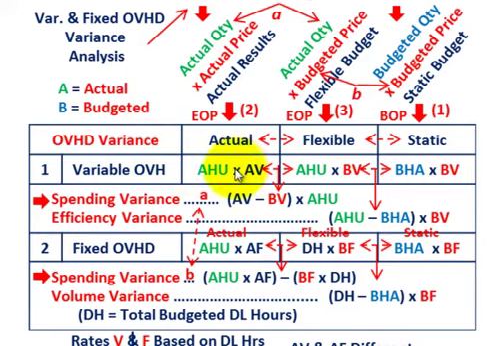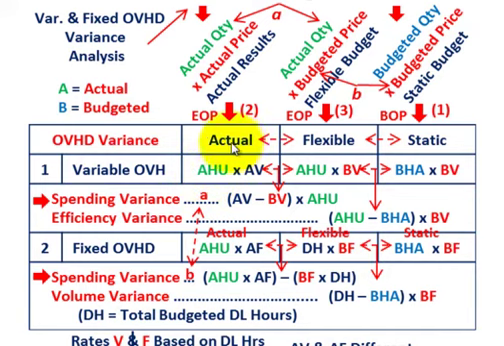Let's go on with our variable overhead. We're going to be looking at both a spending variance and an efficiency variance. First let's look at how we calculate our spending variance. I have everything color coded here so you can see how we're going to factor these different amounts or variables in our formula.